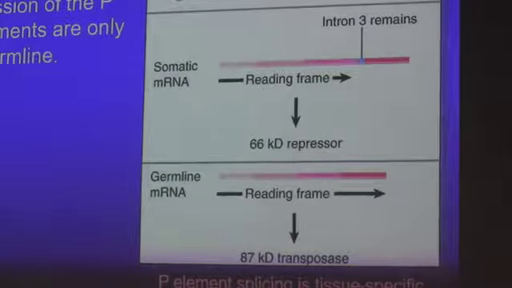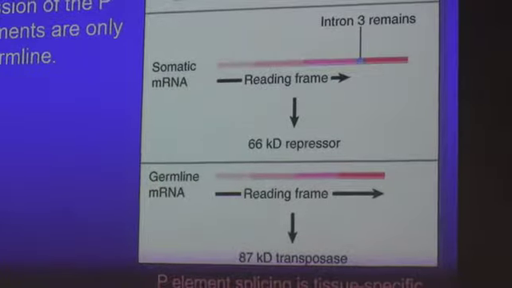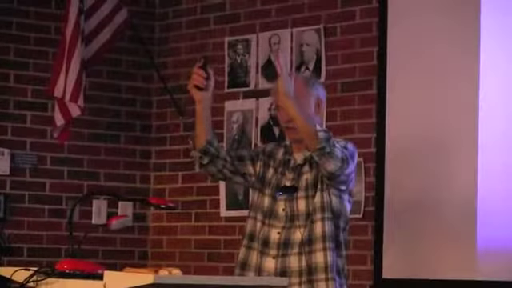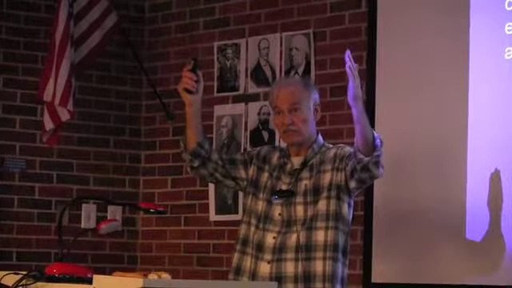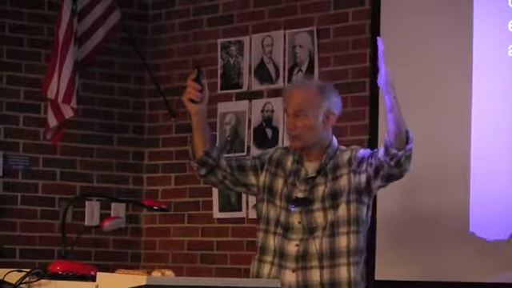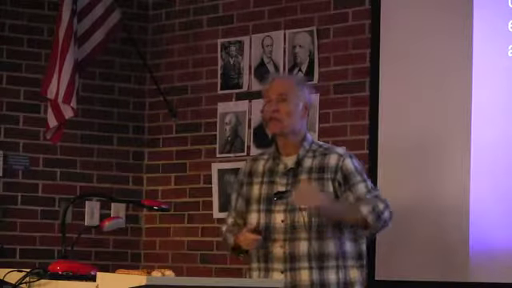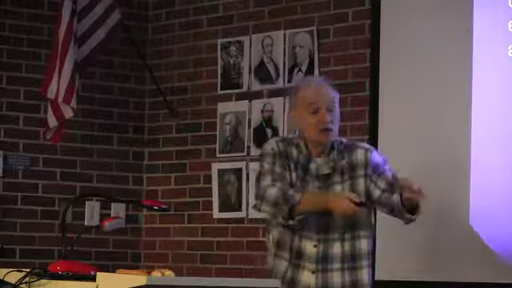It looks like it's normally like 87 kilodaltons. This is 66 kilodaltons because it's short, because it has the intron 3 still there. Well, that transposase is not a neutral actor. It thinks it's a transposase. It knows what it's supposed to do. It knows where to bind.